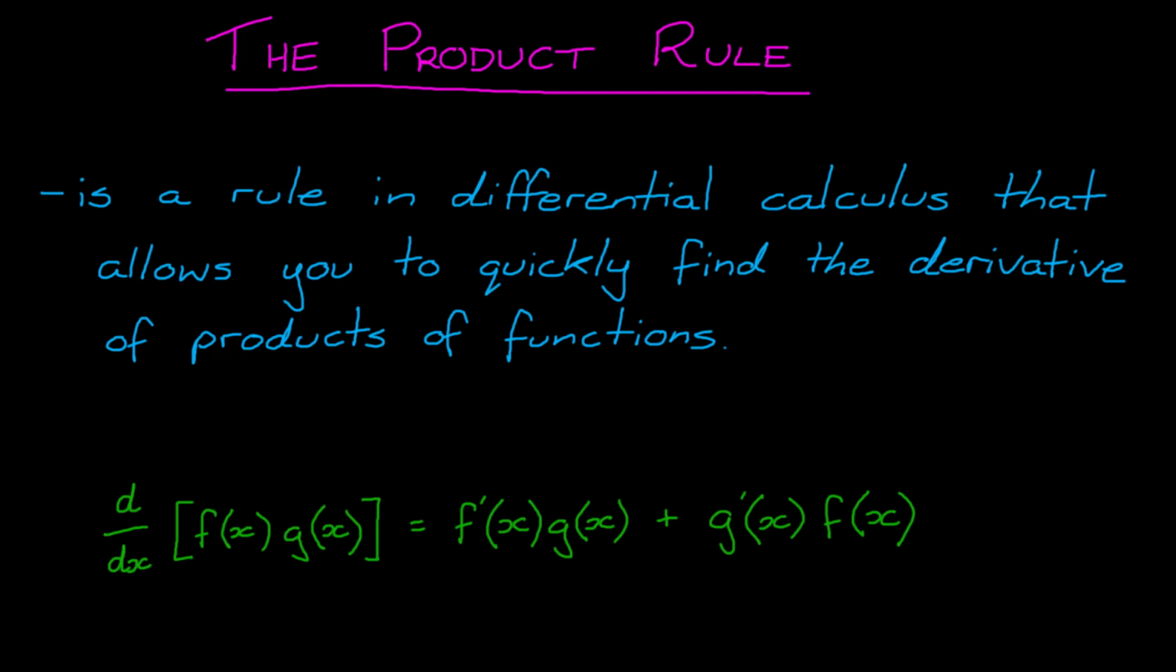So we take the derivative of one function and times it by the other, and then take the derivative of the other function and times it by the first function, and sum those two terms together.